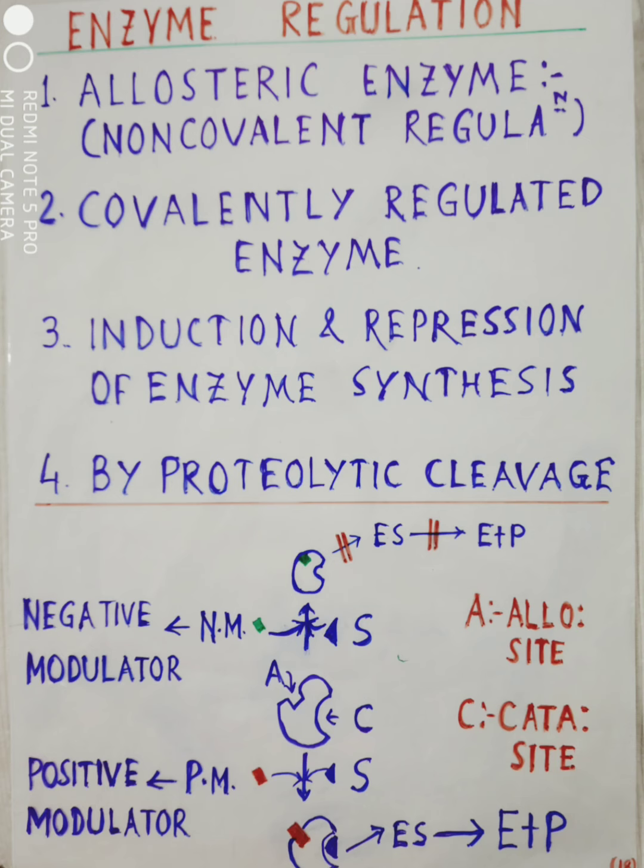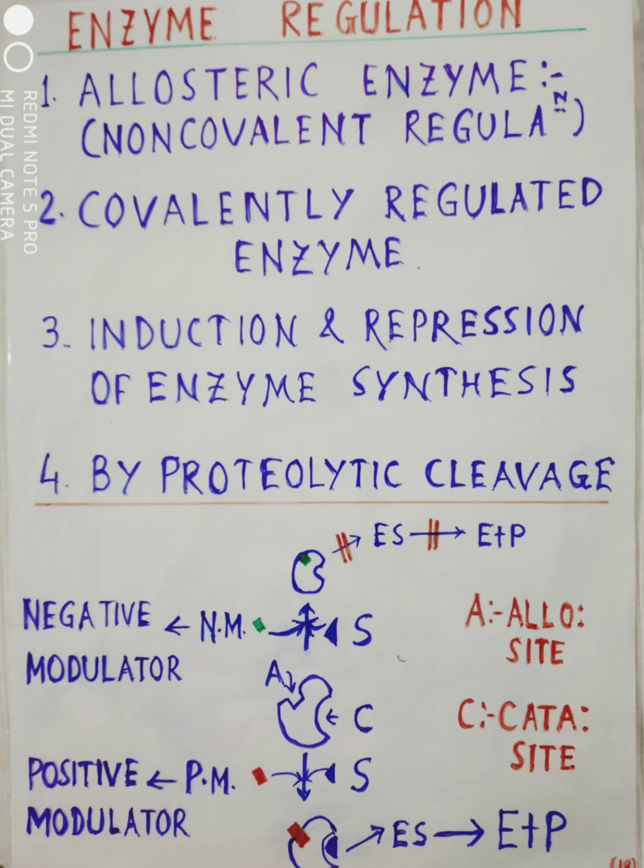There are four major classes of regulatory enzymes, or four major processes of enzyme regulation. First one is allosteric or non-covalently regulated enzymes. Second, covalently regulated enzymes. Third, enzyme regulation by induction and repression of enzyme synthesis. And fourth, regulation of enzymes by proteolytic cleavage. So we will discuss them one by one. First one is the allosteric enzymes.